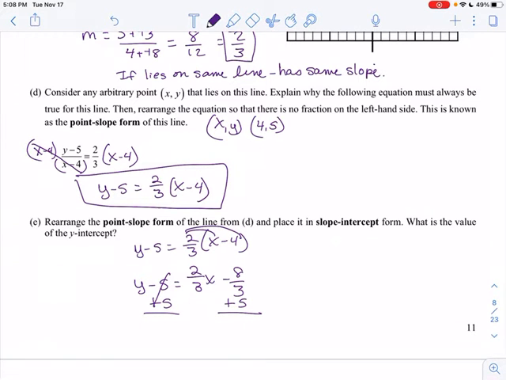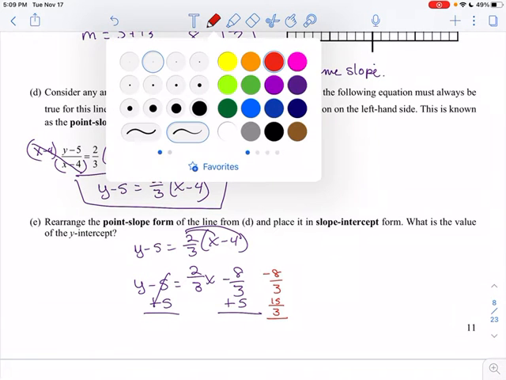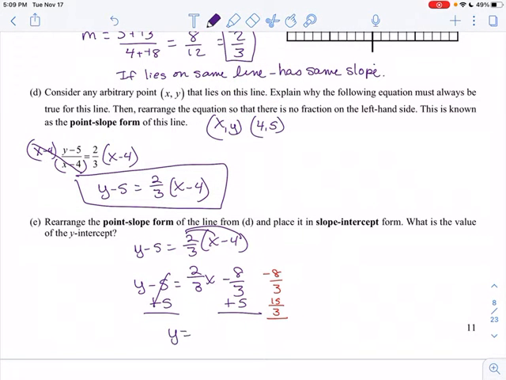So I'm going to take this -8/3 and this 5, and write them with the same denominator. The -8/3 is actually perfect. It has a denominator of 3. But 5 I'm going to write with a denominator of 3. 15/3 is equal to 5. Now that they have the same denominator, I can combine those together. So y equals 2/3 x, and -8/3 plus 15/3 is 7/3. So my y-intercept is 7/3, which is 2 1/3.